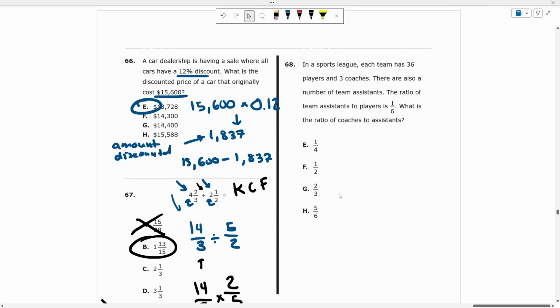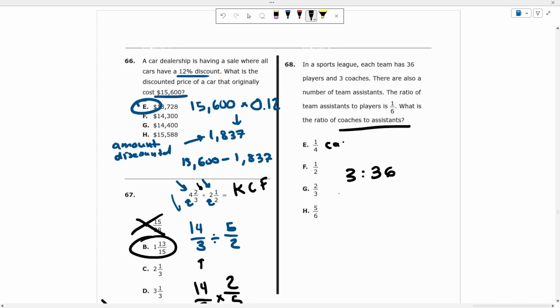It says that in a sports league, each team has 36 players and 3 coaches. There are also a number of team assistants. The ratio of team assistants to players is 1 over 6. What is the ratio of coaches to assistants? So when we want to solve this, I want to pretty much write everything out. We're going to be dealing with ratios here, so it's very important that we write everything we have out, okay? So we know that each team has 36 players and 3 coaches. So the ratio between coaches and players is 3 to 36.